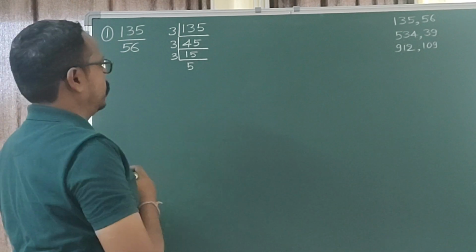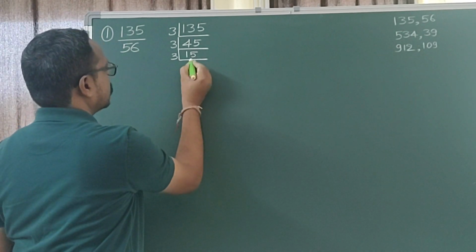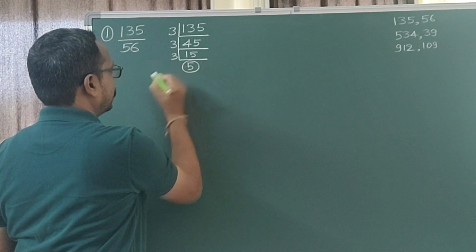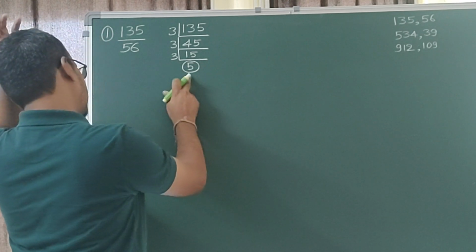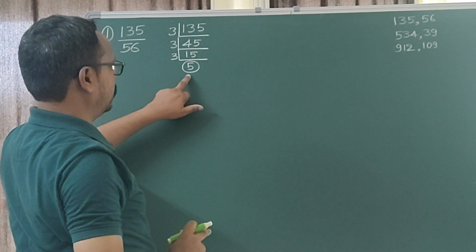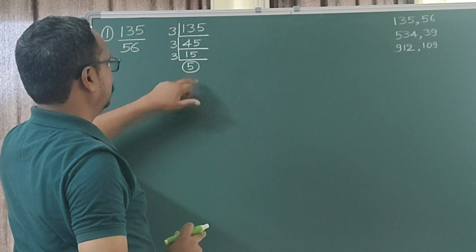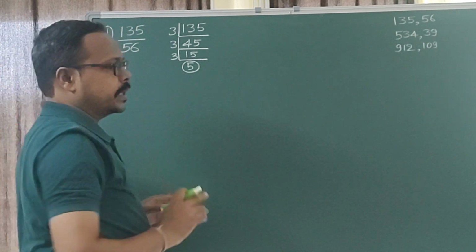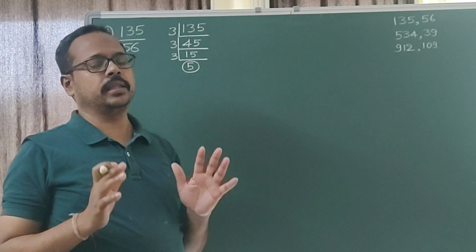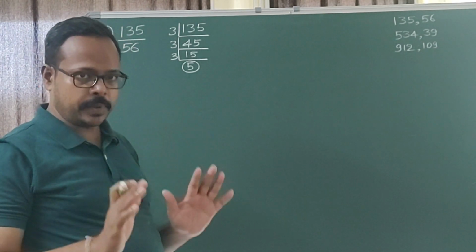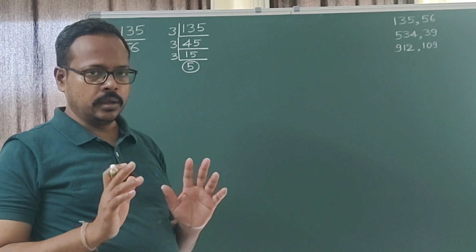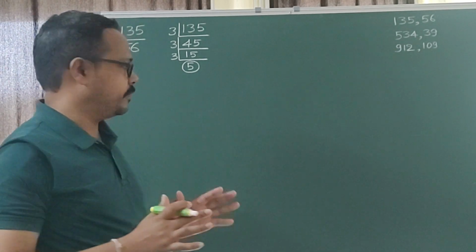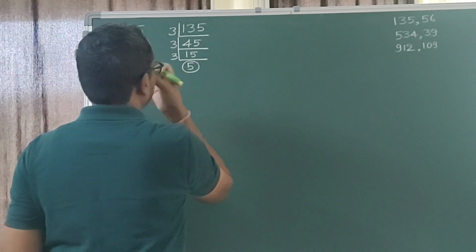What shall we do now? After that we have to stop because 5 is a prime number. So the moment you encounter any prime number, you have to stop at that moment. Because a prime number has no factor other than 1 and the number itself. So we should not do anything.